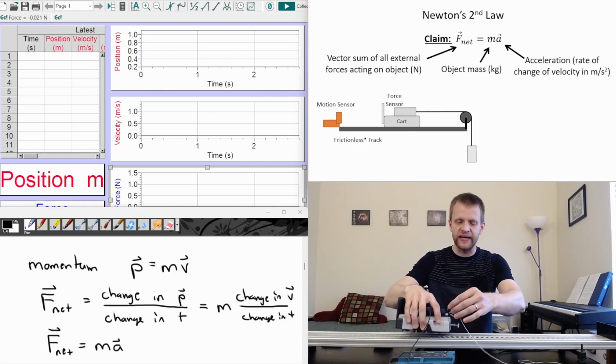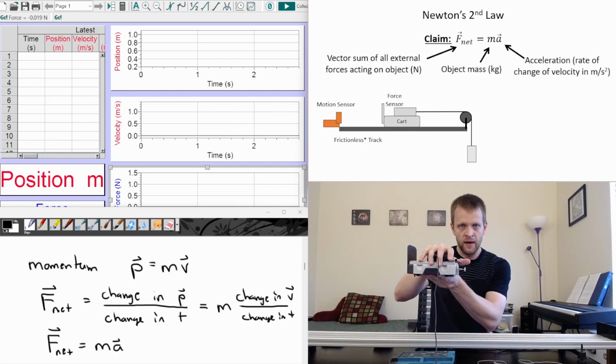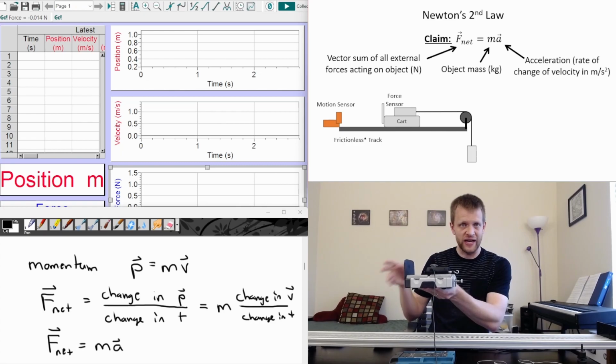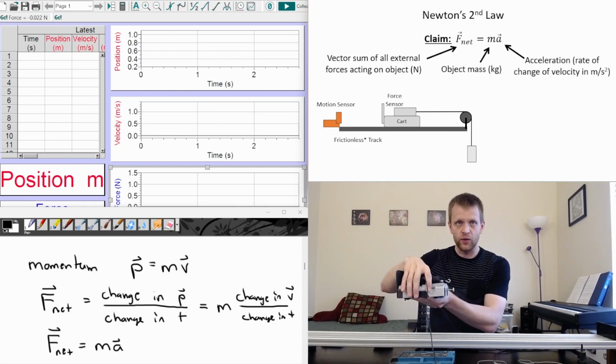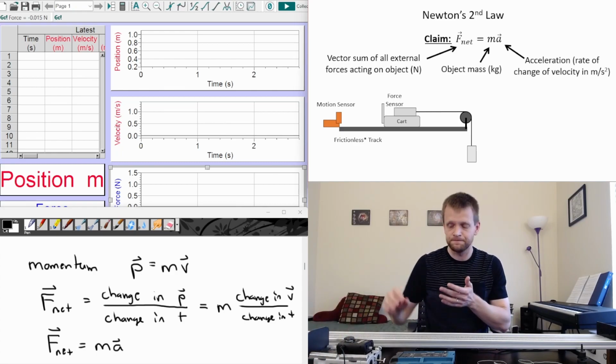Basically, what we're doing is I'm going to be applying some forces to this cart, and we're going to measure how that cart's motion changes. How is it accelerating? And we're going to use this to try to test Newton's second law.